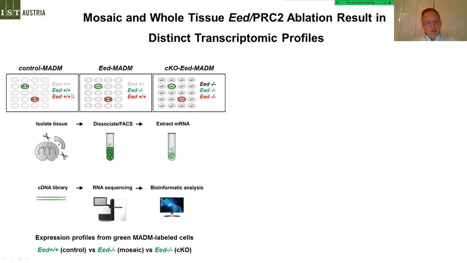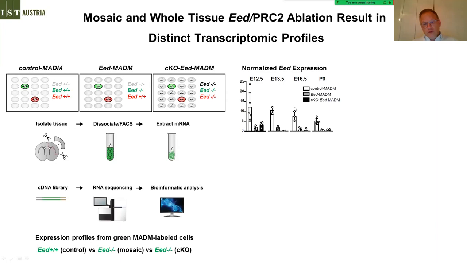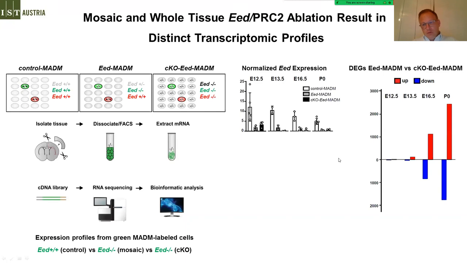And so we isolated tissue and FACS sorted based on the fluorescent color, extracted mRNA and did RNA sequencing to compare the control situation to mosaic knockout and conditional knockout. So this is a control, basically, that in both these scenarios the expression is down here. It's a time course. And what really puzzled us is that when you look at the deregulated gene expression between those two cells, again, these are the same genotypic cells, there's up to thousands of genes that are ectopically upregulated.